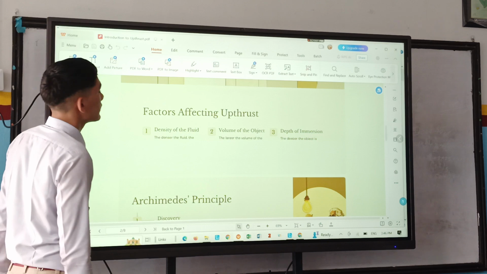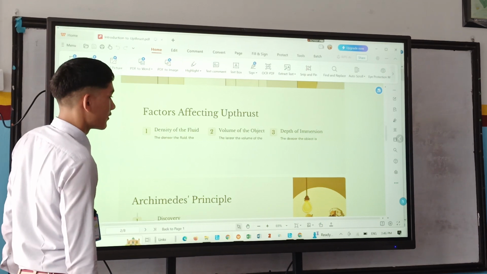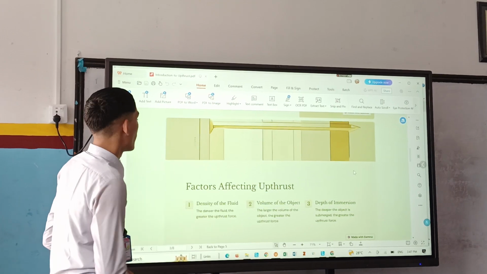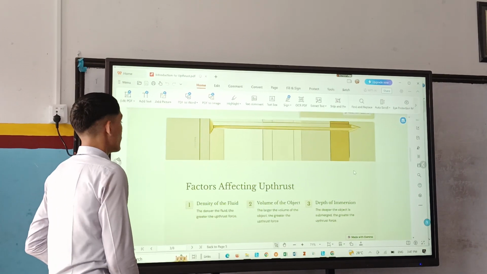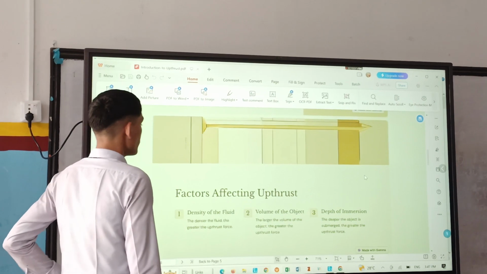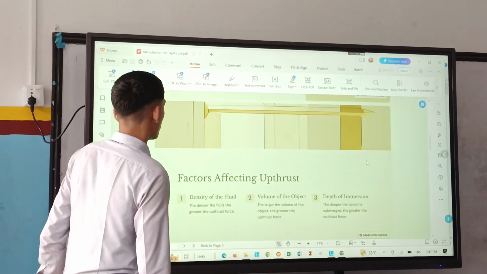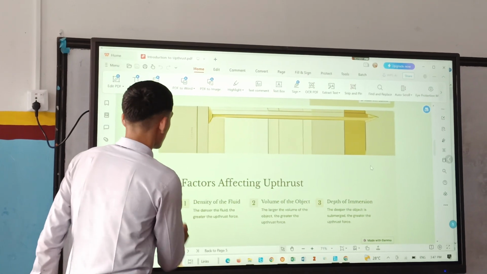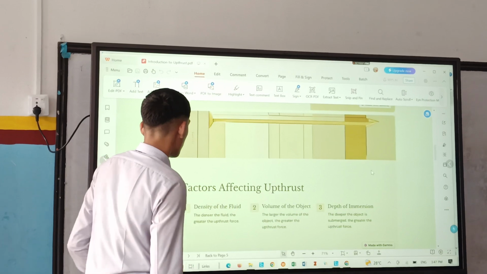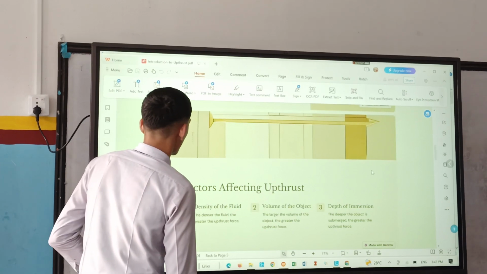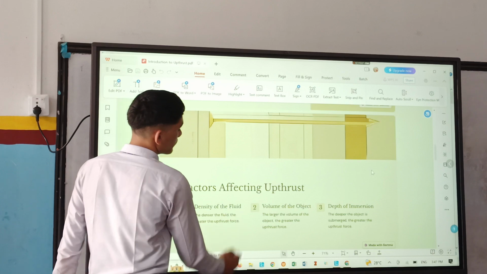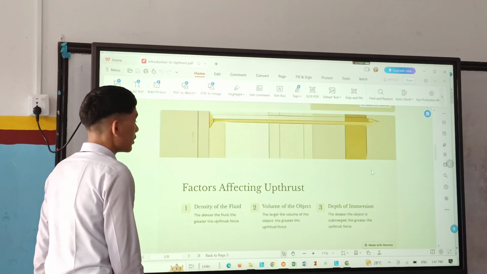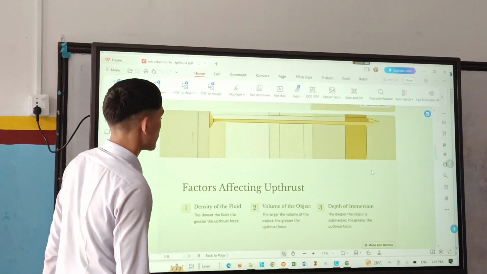Factors affecting upthrust. The factors which affect upthrust: number one is the density of the fluid. The denser the fluid, the greater the upthrust force. Another one is the volume of the object. The larger the volume of the object, the greater the upthrust force.